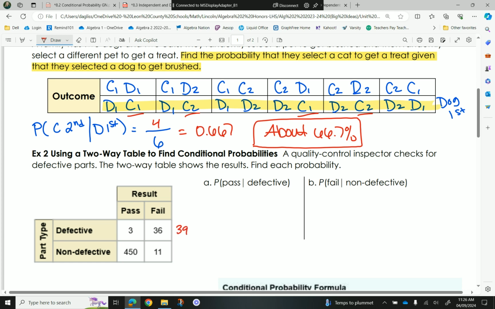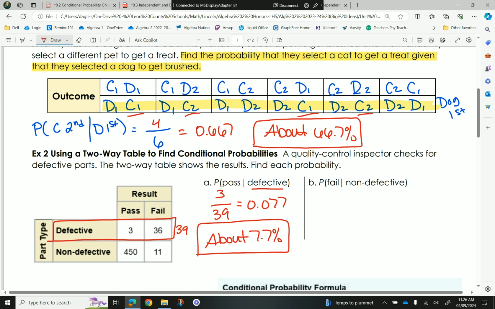Total is 39, right? Out of those 39, how many passed the test? 3. Does that make sense? So given it's defective means I'm only looking at this row. So I know it's defective. So there's 39 of those. Out of those 39, 3 of them passed. Which is going to give me about 0.077. So there's about a 7.7% chance that a defective product will pass the test.